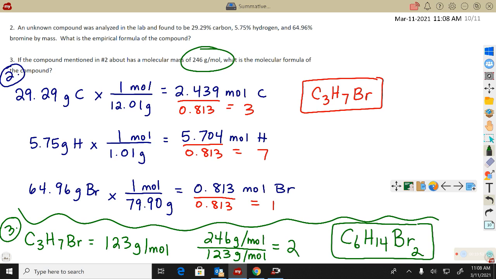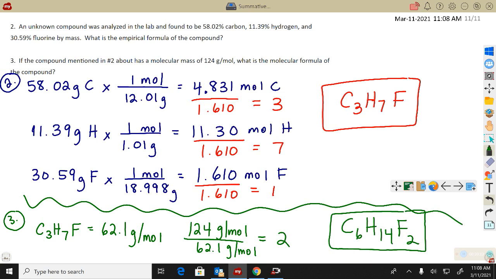So that's all the work that we were showing for both parts 2 and 3. Getting our percentages into masses, masses into moles, getting that whole number ratio. And then part 3 was comparing the mass of my little empirical formula to the true mass of the molecule. Now, if you had the version that used fluorine, then this is for you.